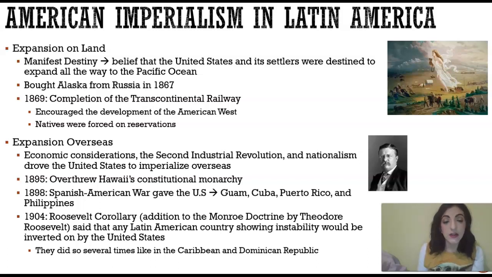In 1898, you're going to have the Spanish-American War, which gives the U.S. several territories: Guam, Cuba, Puerto Rico, and the Philippines. In 1904, you're going to have an addition added to the Monroe Doctrine. This addition was added by Theodore Roosevelt, who happened to also kind of be a social Darwinist. It was called the Roosevelt Corollary, which basically said that any Latin American country that showed instability would be intervened on by the United States.